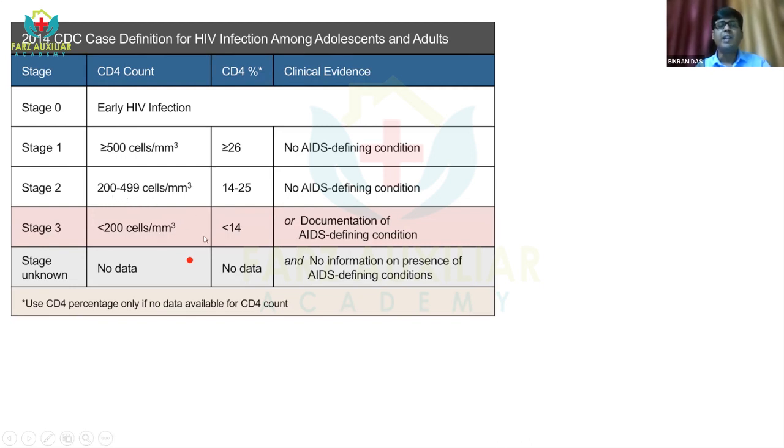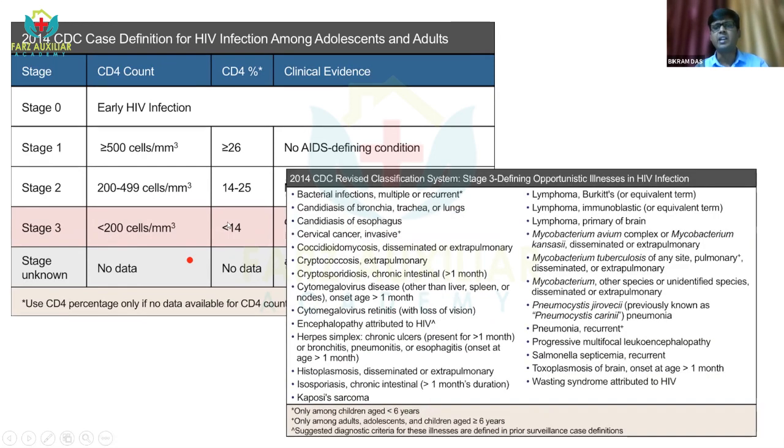Stage 3 will be documented AIDS-defining conditions. I will tell you what are the AIDS-defining conditions. And the CD4 less than 200 is stage 3. So these are the stage-defining conditions for HIV. There are a lot of lists, but most of them you will already be seeing: esophageal candidiasis, cervical cancer, any kind of cancer that defines HIV, like Kaposi sarcoma, lymphoma, Burkitt lymphoma especially. These will be taken as the AIDS-defining conditions.